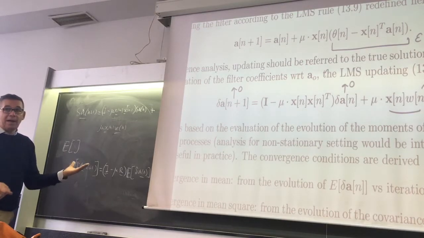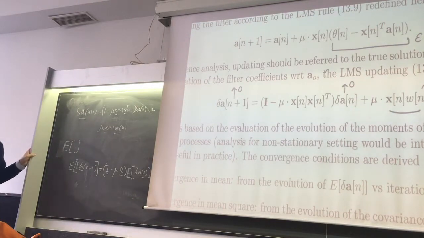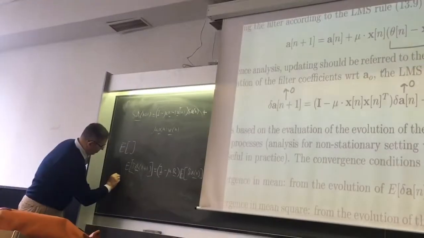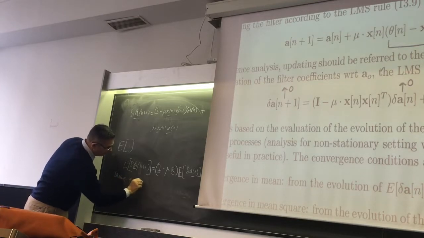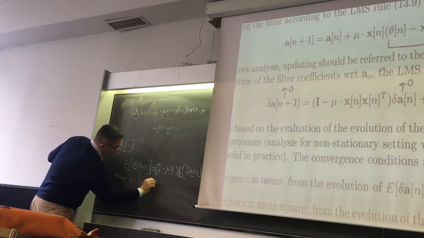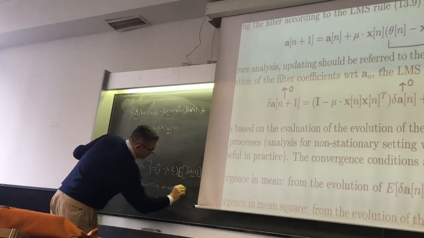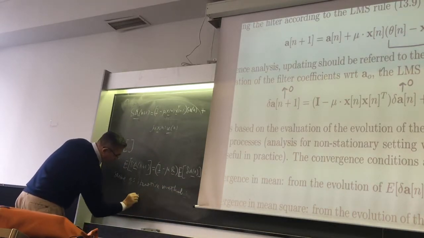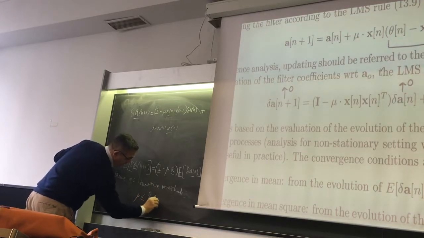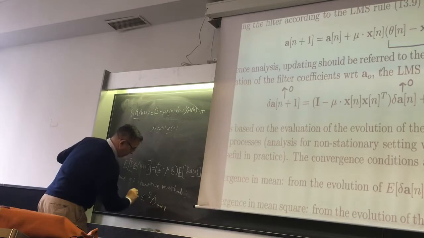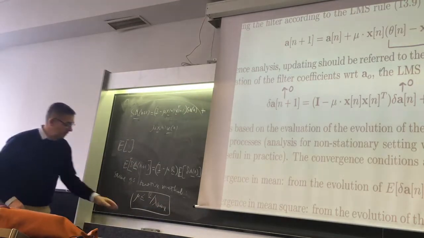But if I go back, this is the same formula as for the convergence of the iterative method. And then it comes out that mu should be smaller or equal than 2 over lambda max. This is what comes out.